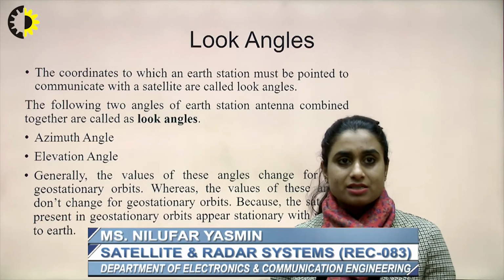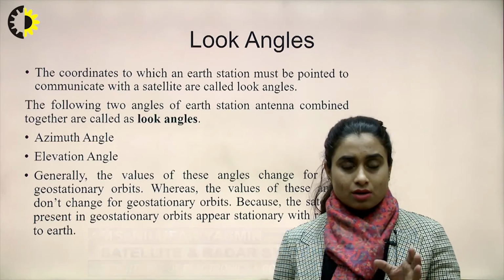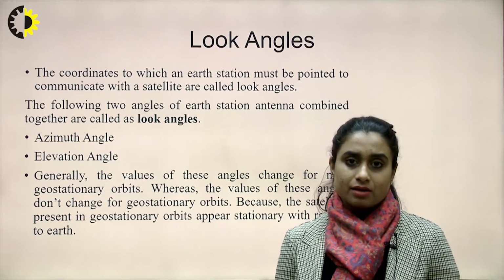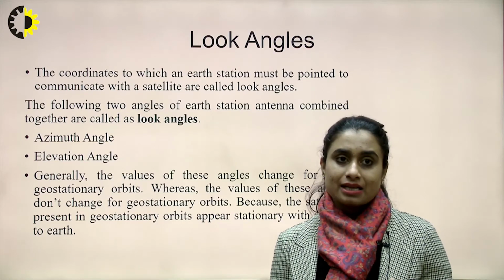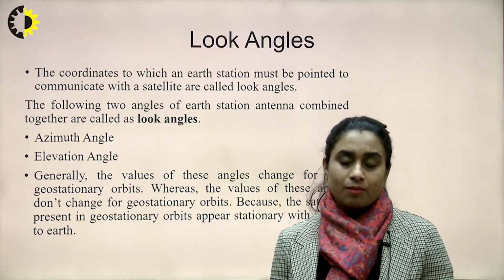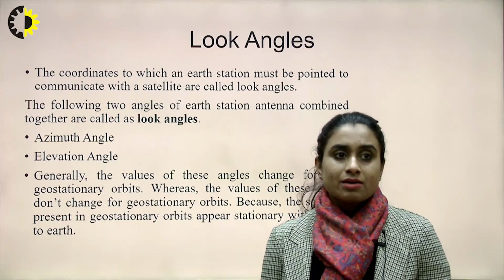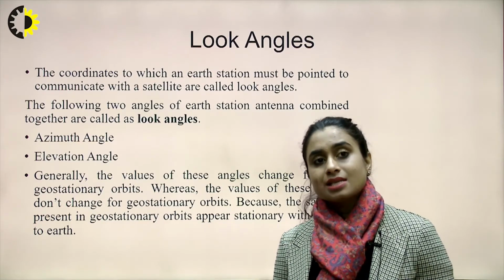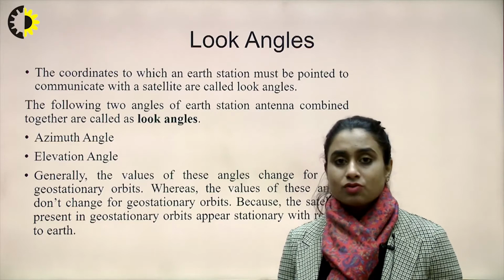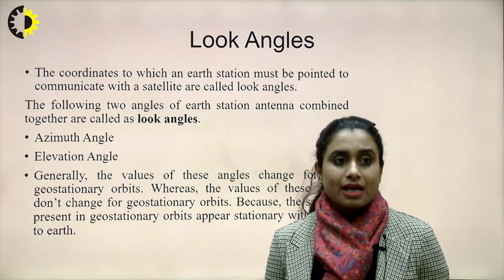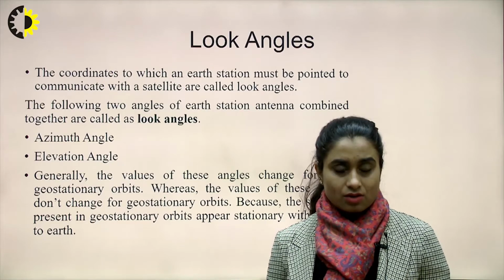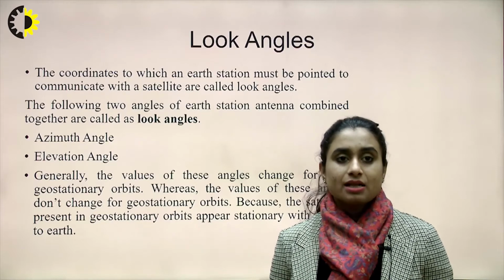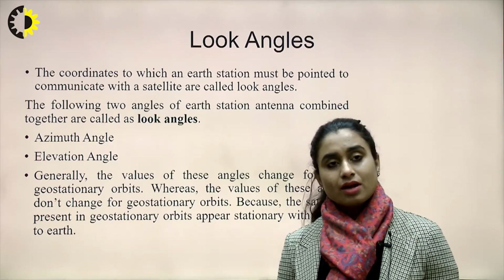As the name suggests, look angles are the angles at which your earth station must be pointed, so that communication between the satellite and the receiving earth station is good. So the coordinates to which an earth station must be pointed to communicate with the satellite are called look angles. We have two look angles, the azimuth angle, also called the azimuthal angle, and the elevation angle. Combined, these two angles are called look angles.